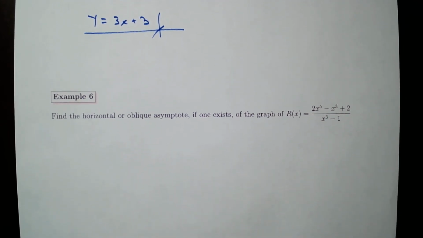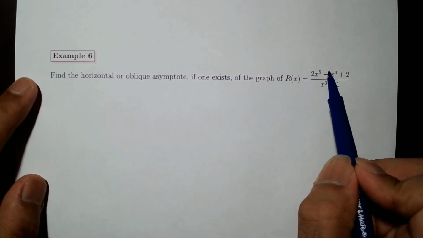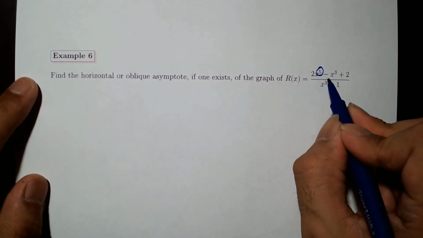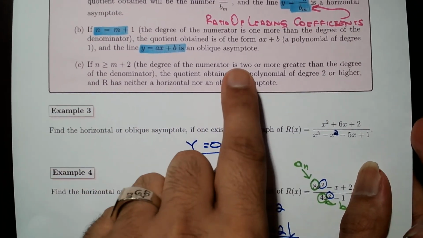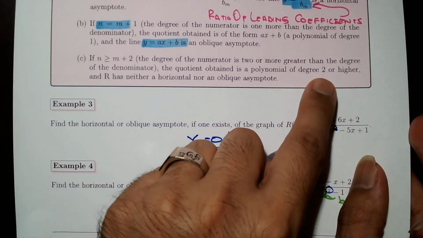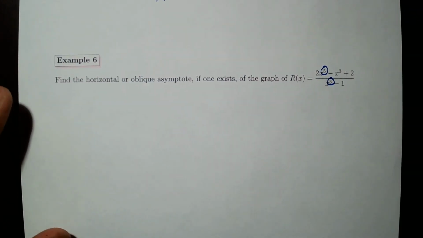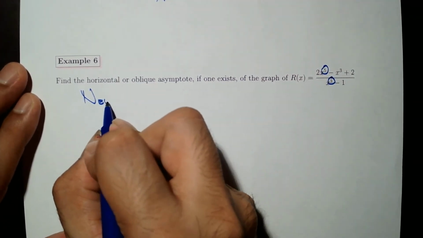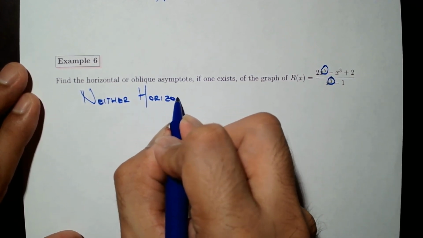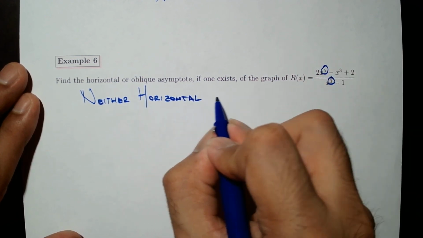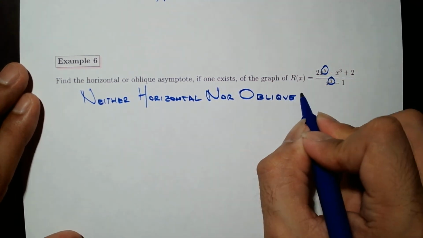Now, number 6. Find the horizontal or oblique asymptote if one exists for this one. All right, now look at the degrees. The degree is 5, the degree is 3. In this case, this falls into the last category. The degree of the numerator is 2 or more greater than the degree of the denominator. So in this case, neither horizontal nor oblique asymptotes.